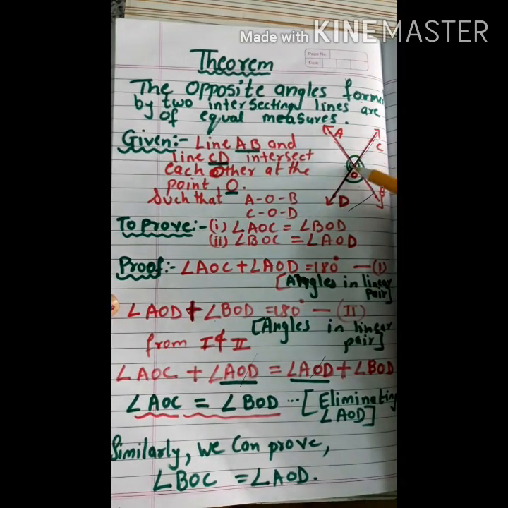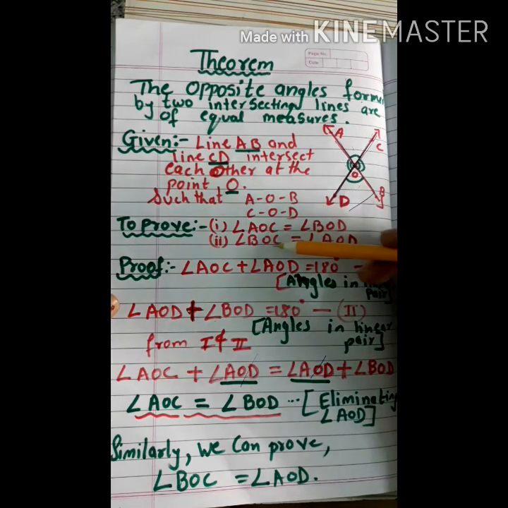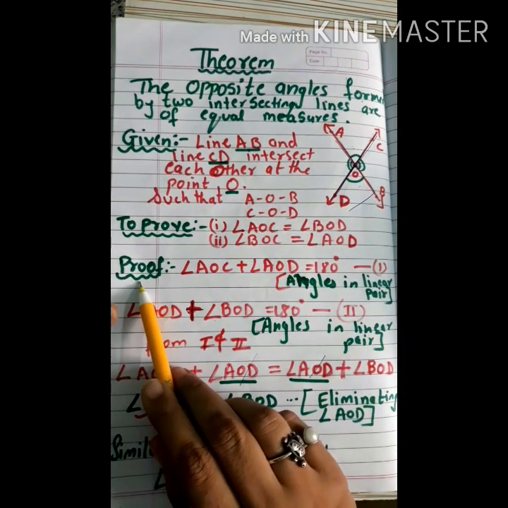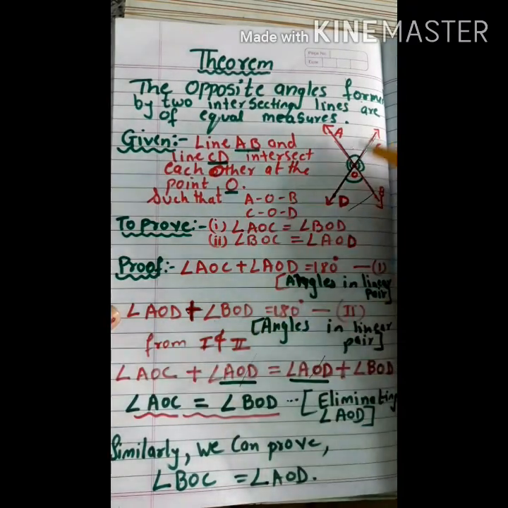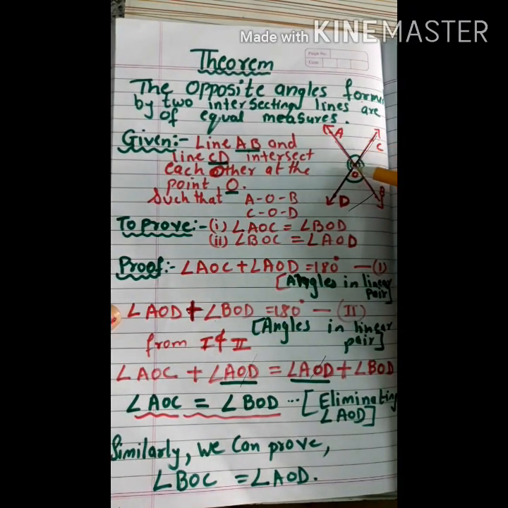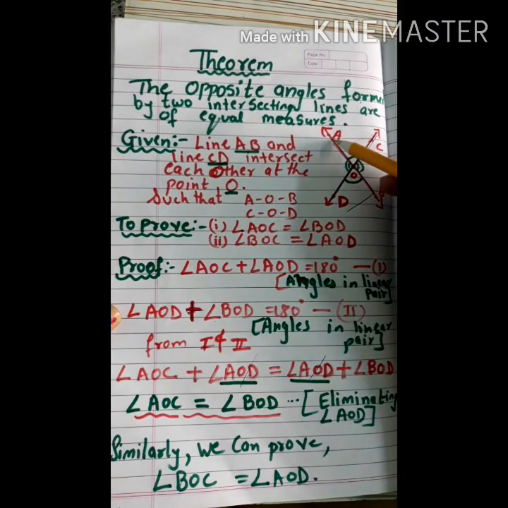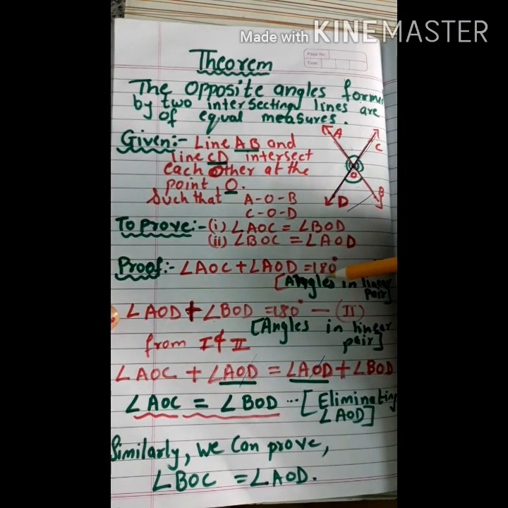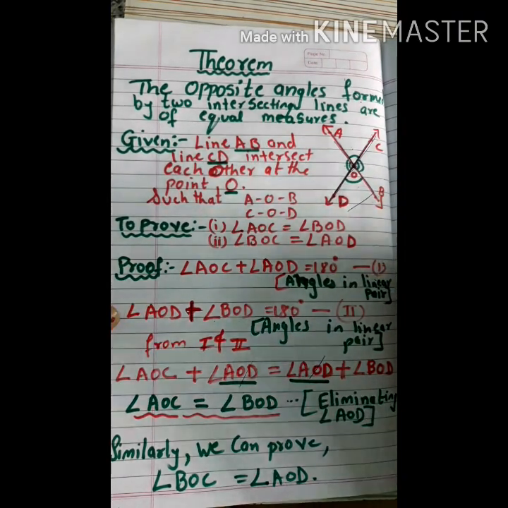First, angle AOC equals angle BOD. These two are opposite angles. Second, we have to prove angle BOC equals angle AOD. These two are opposite angles. Proof. First: angle AOC plus angle AOD. The sum of these two angles is 180 degrees. Equation 1, angles in linear pair.